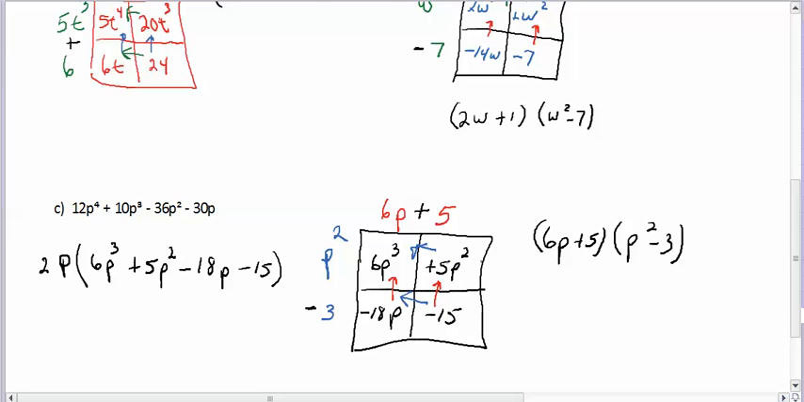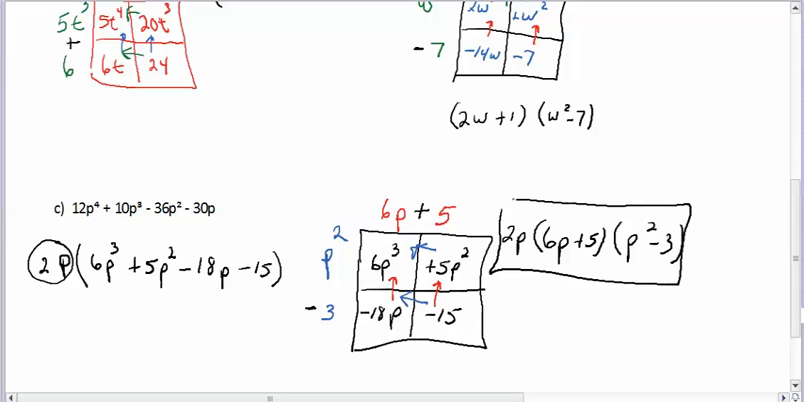Then I can't forget that the p that I took out, the 2p over here, needs to go with it, so 2p. And right here is my final answer, including that 2p that's on the outside. So that is factoring polynomials with four terms.